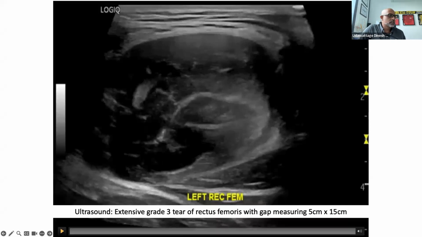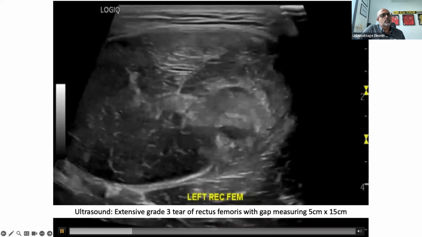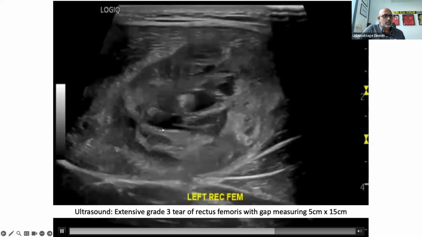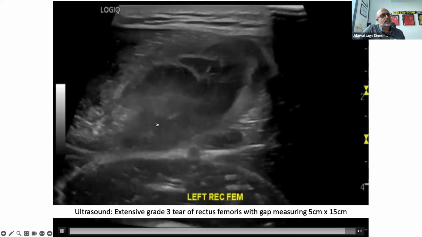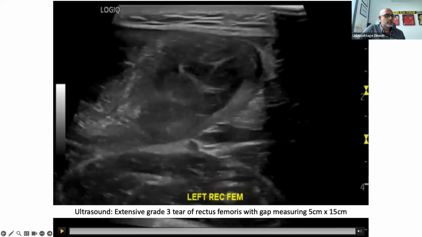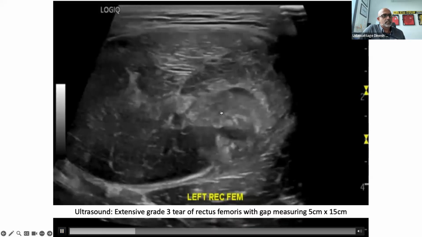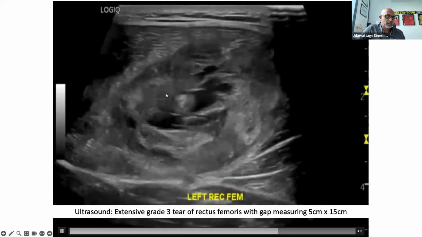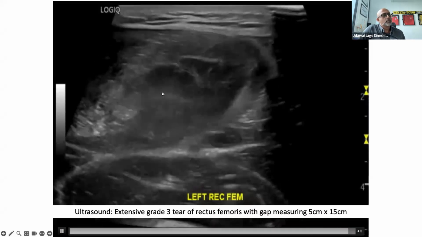Again, I think this is a video just to show it in short axis. So again, hyperechogenic change. Basically, you can see this gapping and how extensive it is. It's going through that muscle, and it goes from the posterior border into that central portion as well.